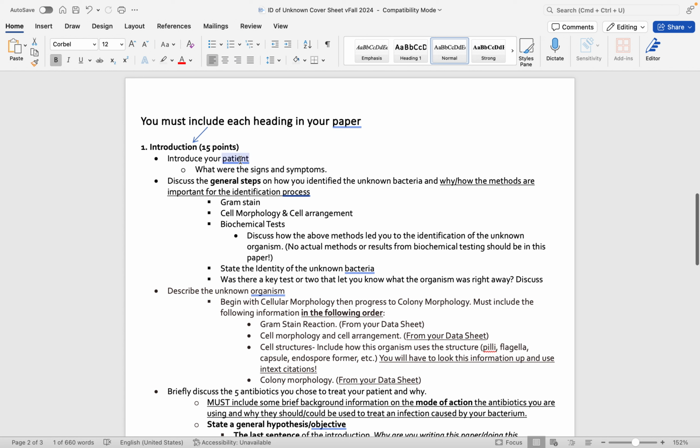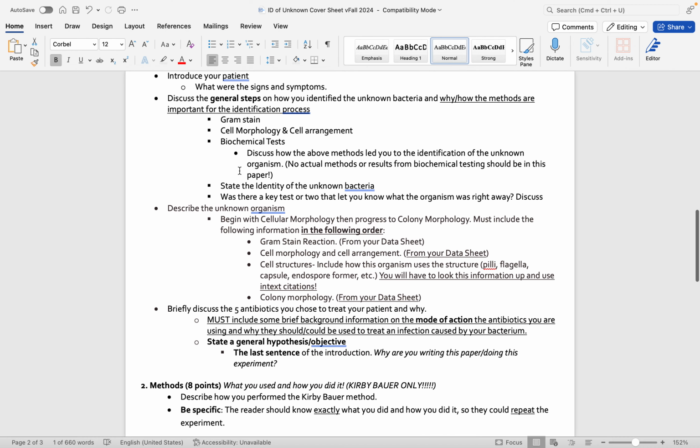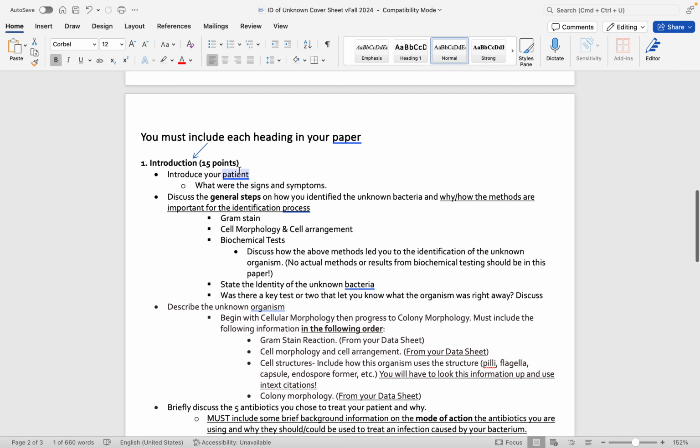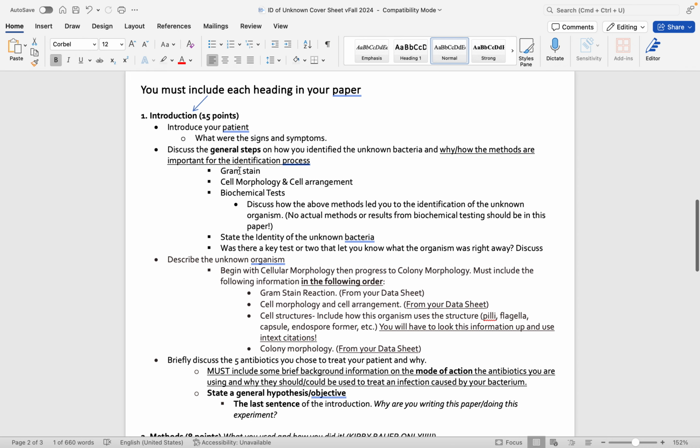I've got it broken down in each section, the information that you need to include. So as long as you have information that explains each of these bullet points, you should have all the content that you need in your paper. So really, this rubric is more like a template that you can use to fill in all the information you'll need in your paper. All right, so in your introduction, the first thing you'll do is introduce your patient.